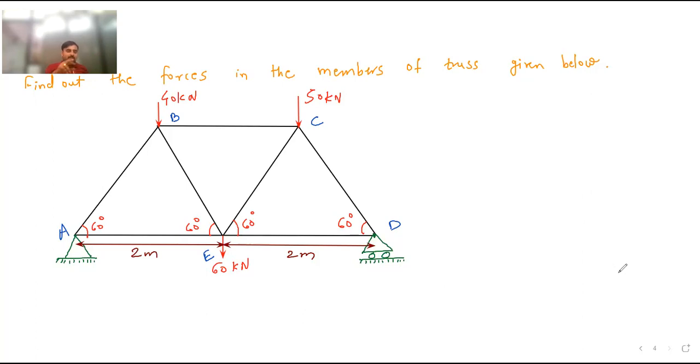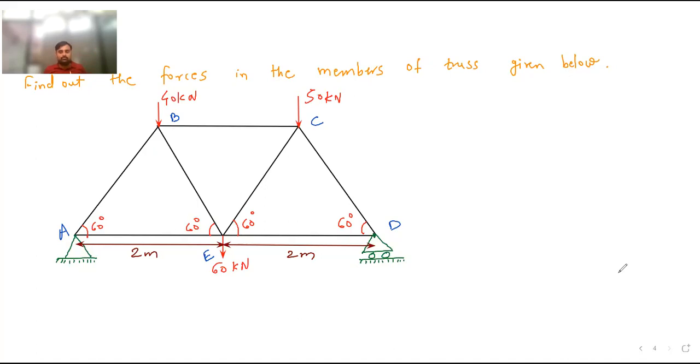This is the 40 kilonewton force. 40 kilonewton force, 60 kilonewton force are acting at B, C, and E. At point A, hinge support is given. At point D, roller support is given. Okay. So now what is your first step? How you are going to approach this problem?